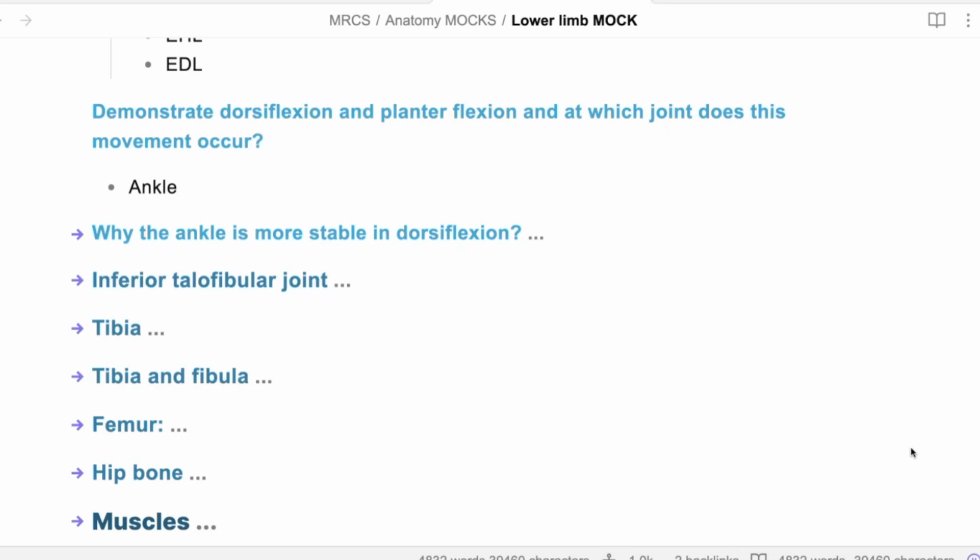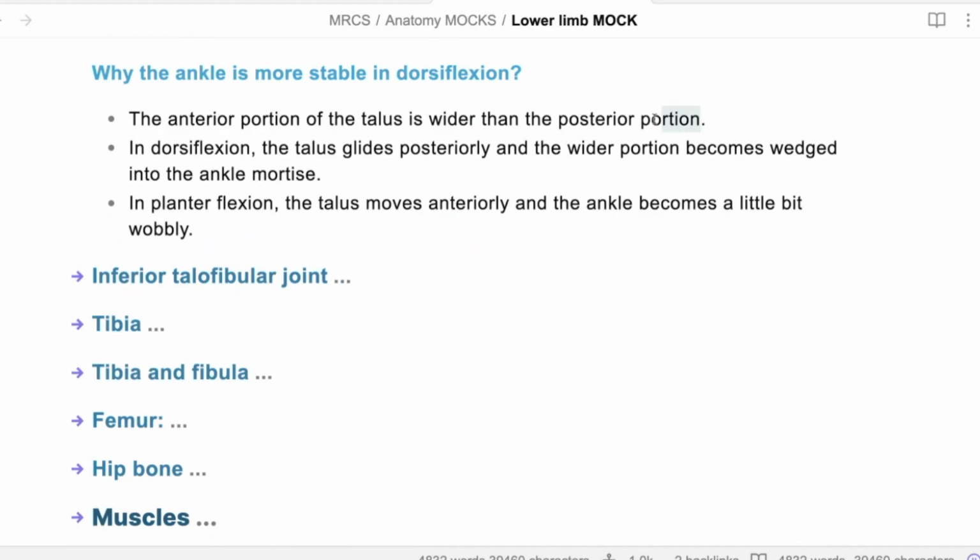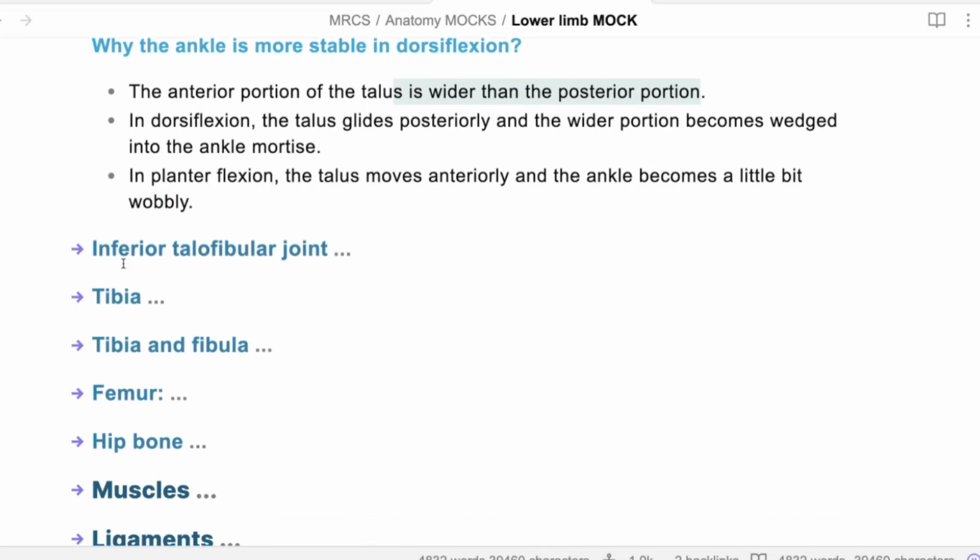Again, you understand the basics of it, but like I said, the communication to your examiner is very important. The way I'm going to explain this, I'm going to say the talus bone is usually wide anteriorly and narrow posteriorly. So in dorsiflexion, the wide part of the talus will fit in the ankle mortise because it's quite wide, and it will create a better grip. And then in plantar flexion, the narrow part will fit in the ankle joint, but it will be a little bit loose or wobbly. That's the way I would explain it, to be honest. So the anterior portion is wider than the posterior portion, and then you say in dorsiflexion this will happen, and in plantar flexion this will happen.